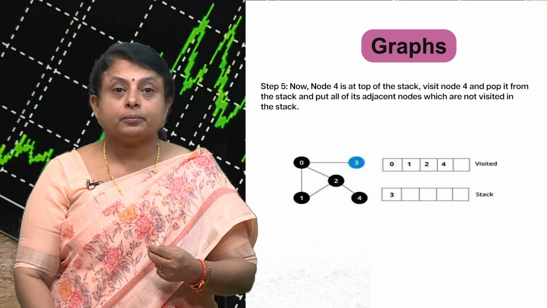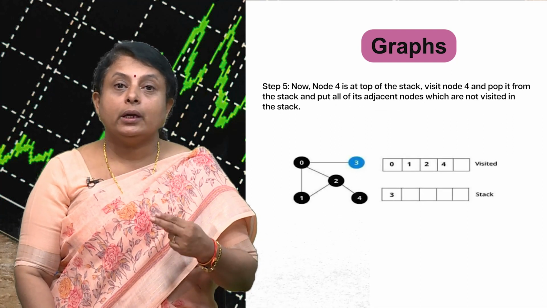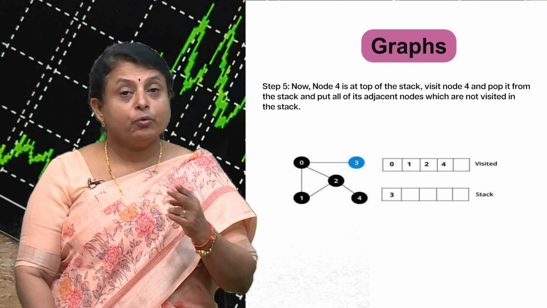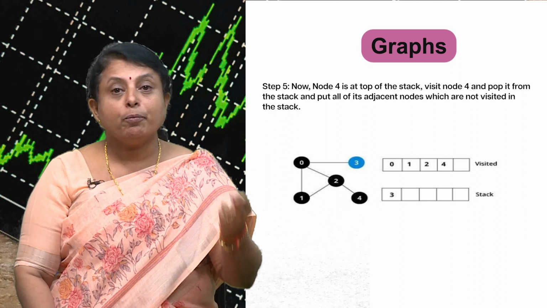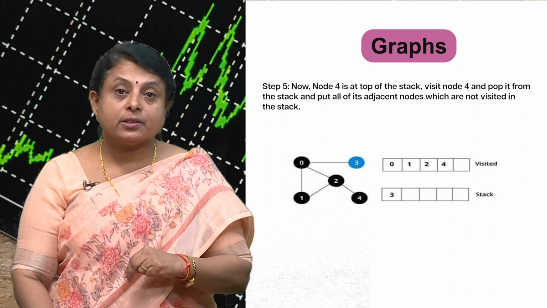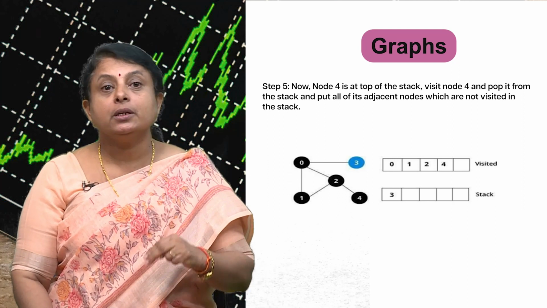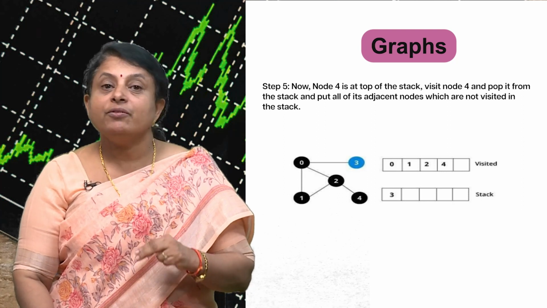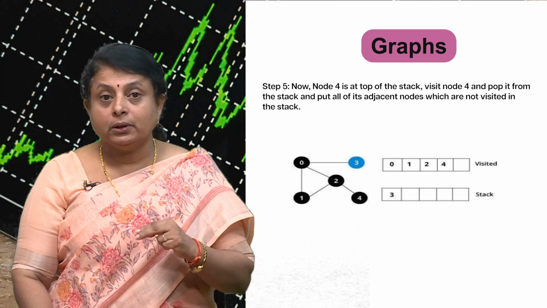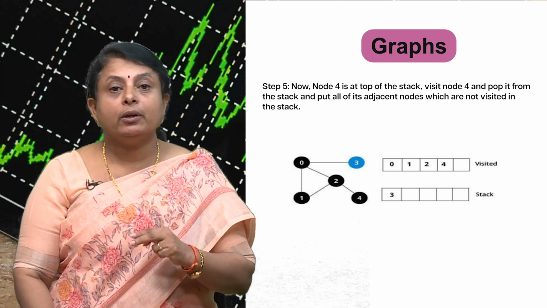Step 5, 4 is at the top of the stack. So, visit node 4, pop it from the stack and push all of its adjacent nodes which are not visited into the stack. Since there are no unvisited neighbors of the node 4, 3 will be at the top of the stack.